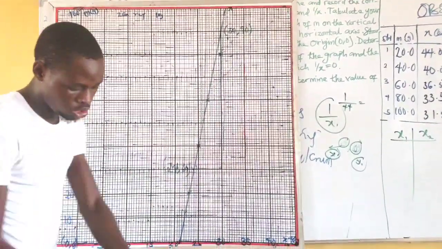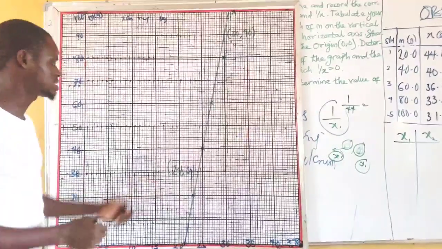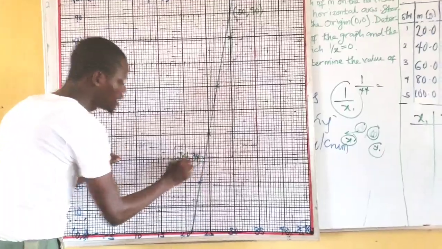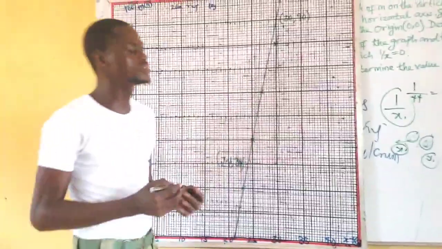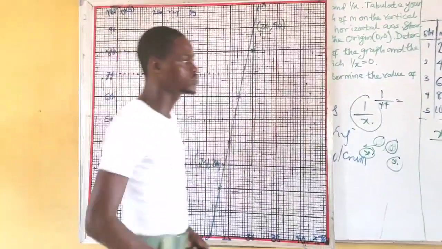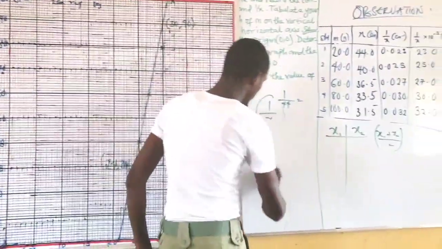So I have 24 and 30. This is the coordinate of the axis. We have 24, 30. Now we've already gotten our coordinates. The next thing is for you to calculate the slope of the graph. How do we find the slope of the graph?